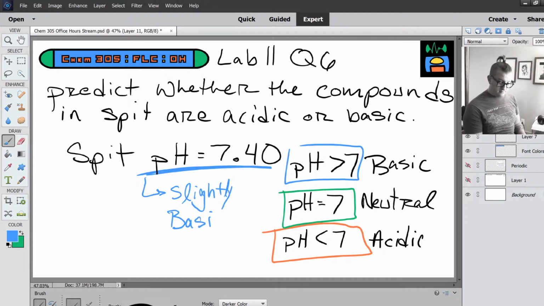So apparently our saliva is slightly basic, and so that would lead us to indicate that the compounds, the enzymes, and whatnot in our saliva are probably basic because the pH is slightly basic. So that is Lab 11, question 6.